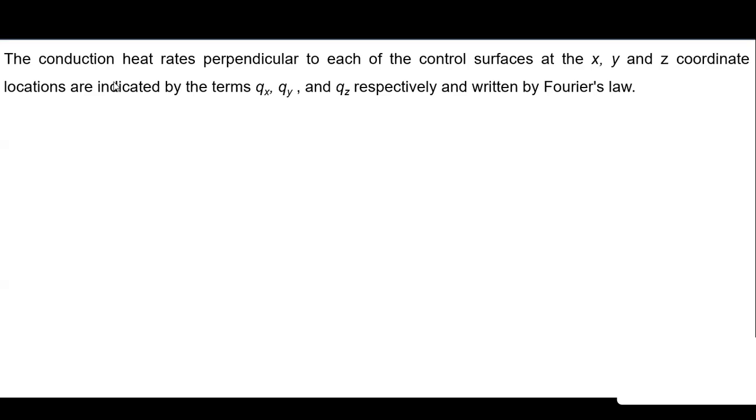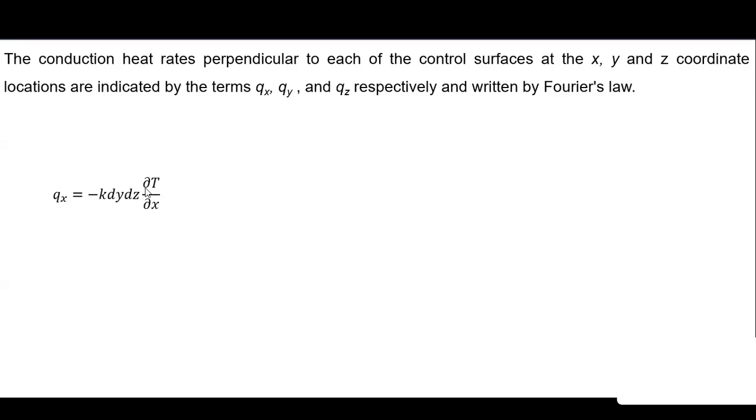The heat conduction rates perpendicular to each of the control surfaces at x, y, and z coordinates locations are indicated by terms qx, qy and qz. I have shown you the arrow for qx. Similarly, we can have qy and qz. And we can use simple Fourier's law of conduction for writing down the equations for qx, qy and qz. Let us write it down. So for qx, what we will get? Minus k, into dy dz, that is the area, as I already told you that in x direction the area is dy dz, into the temperature gradient in x direction.